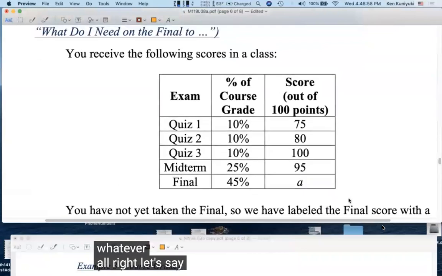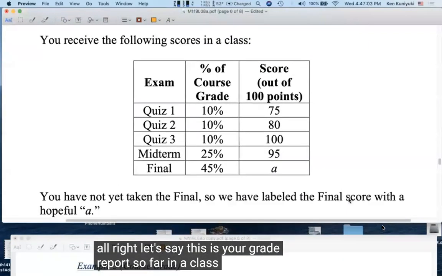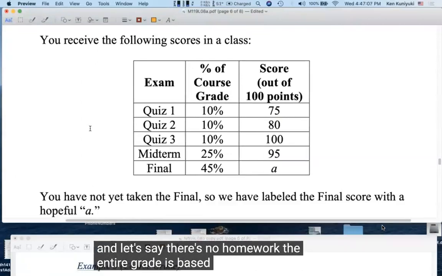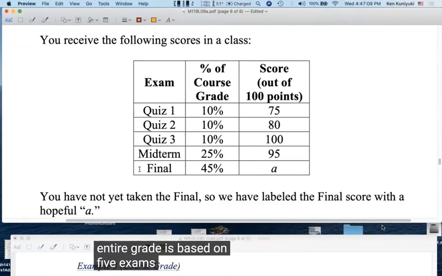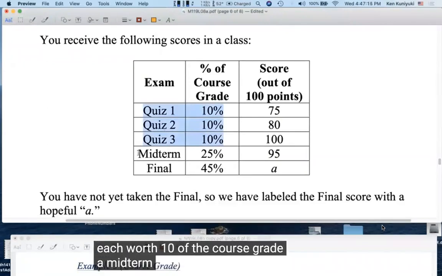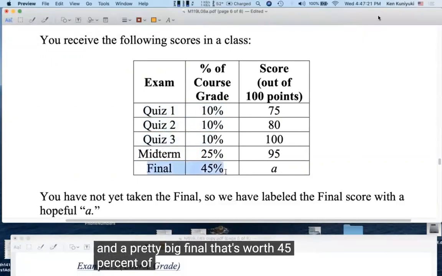All right, let's say this is your grade report so far in a class. And let's say there's no homework. The entire grade is based on 5 exams: 3 quizzes, each worth 10% of the course grade, a midterm worth 25% of the course grade, and a pretty big final that's worth 45% of the course grade.